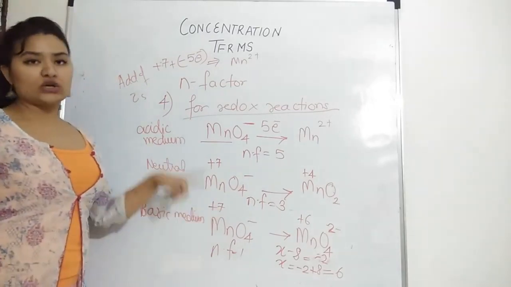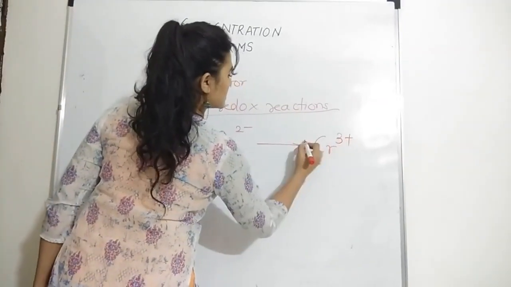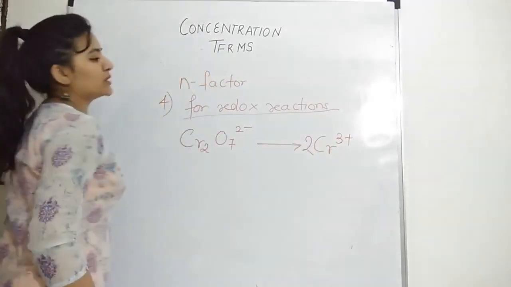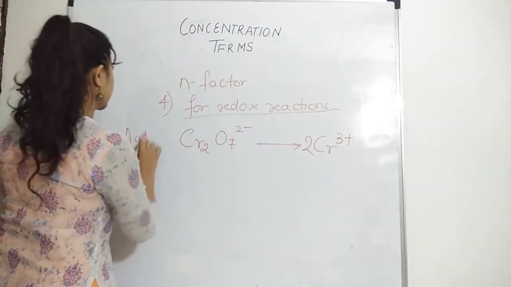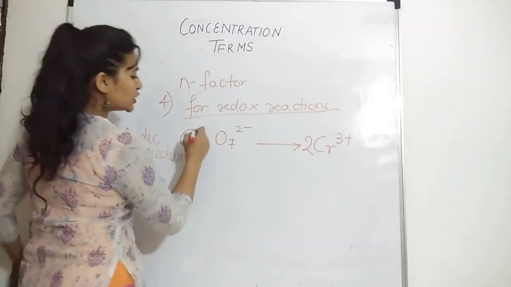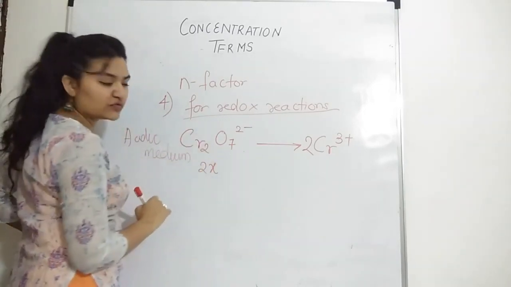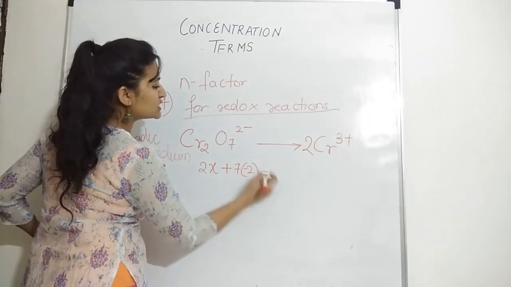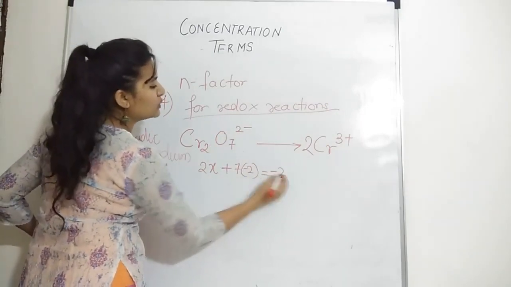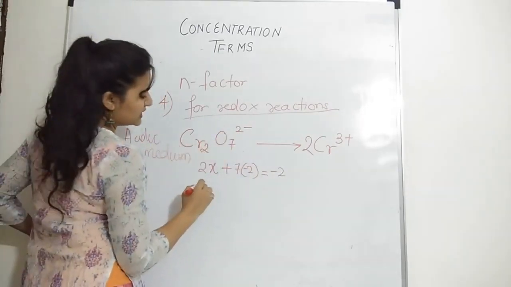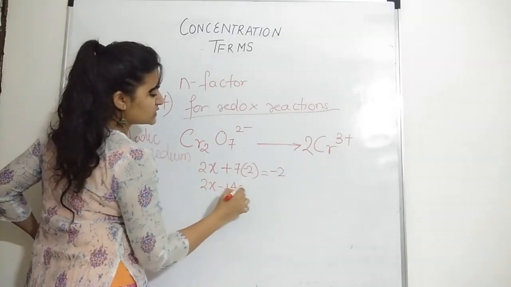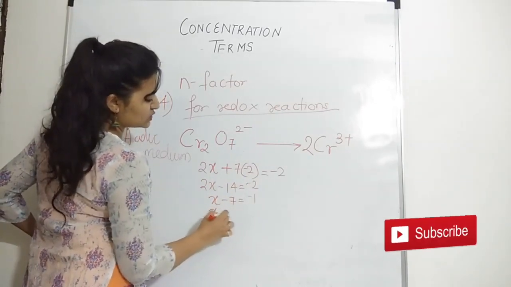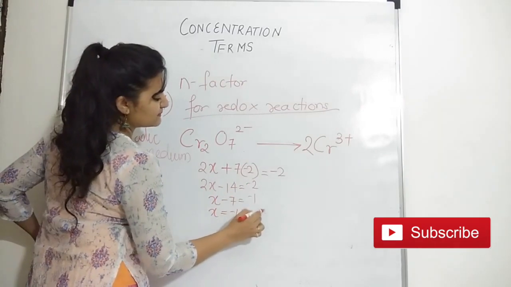You just have to find out the oxidation states. Cr3 plus. Now balance it out. Here you have 2 chromium, so here also you will be having 2 chromium ions. Now again this is also in acidic medium. So find the charge on chromium as 2x, because we do not know what is the charge of chromium. 2x plus 7 into minus 2 equals the total charge of the compound or ion. So it will be 2x minus 14 equals minus 2, x minus 7 equals minus 1, x equals minus 1 plus 7, which is plus 6.